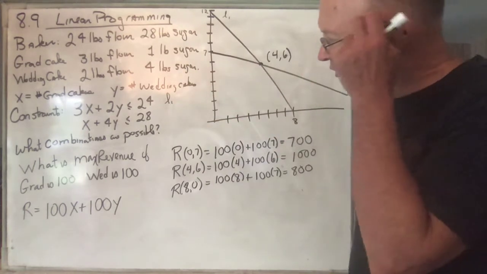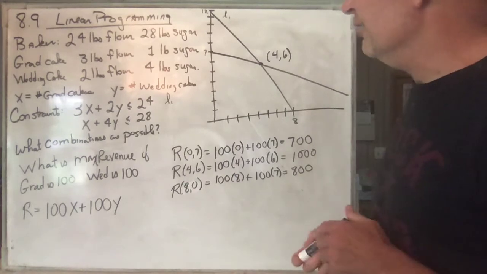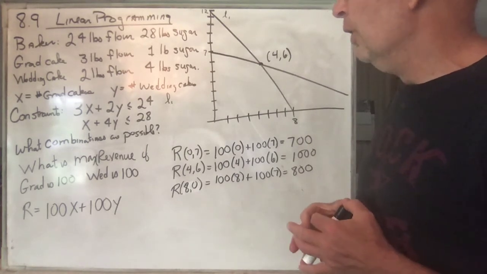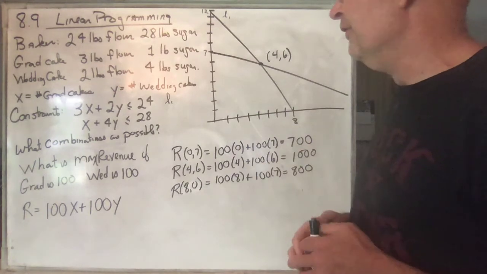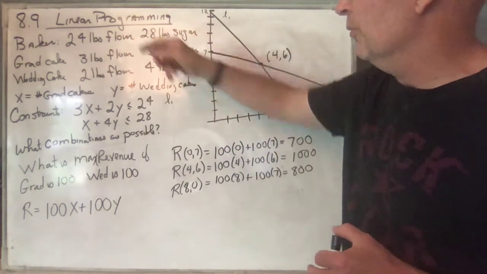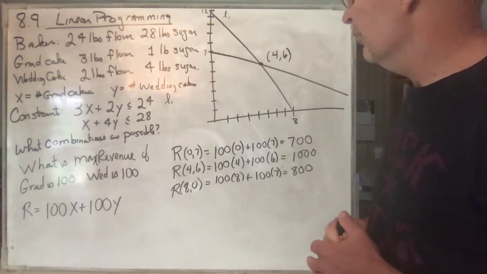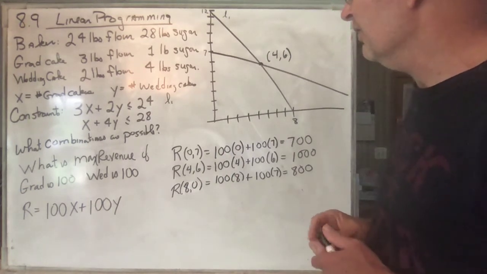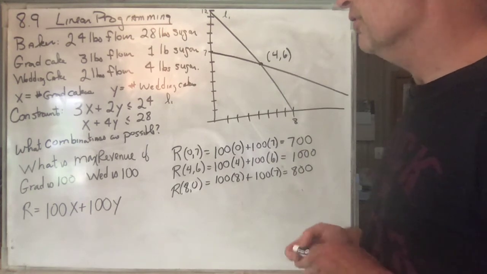And so depending on the price of these cakes, he has to decide how many of each one should he make. He can't make 50 of both because he only has that much sugar and flour left. So he's got to figure out the optimal solution. So this is kind of a cool problem, a nice example of how to use lines.